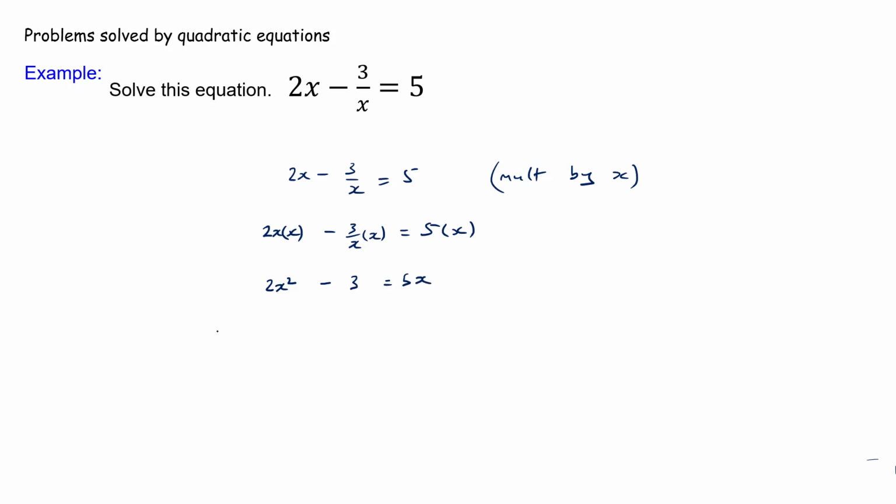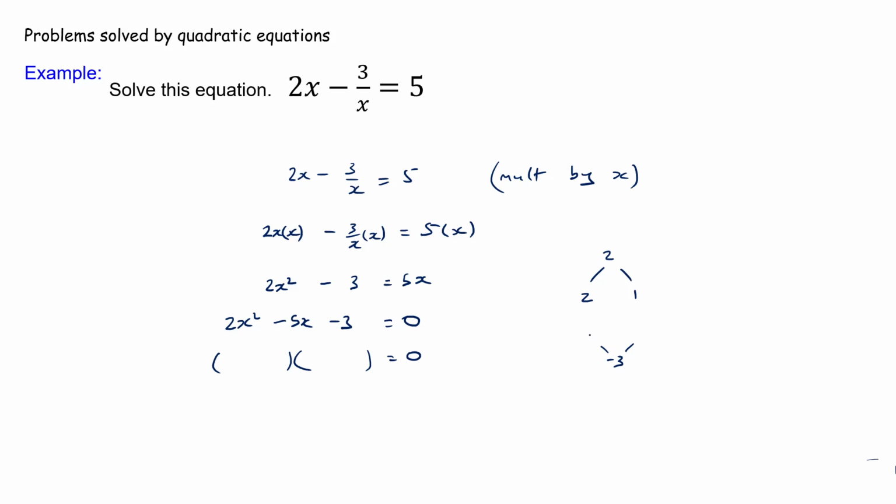If we bring everything over to the left hand side to make it easier to work on, we've got 2x squared minus 5x minus 3 is equal to 0. And now I've got to factorize that. So let me put my brackets there. I've got 2 and a minus 3, so 2 for the factors of 2. Now I can write those out because 2 has only got 2 factors, and minus 3 has also only got 2 factors.